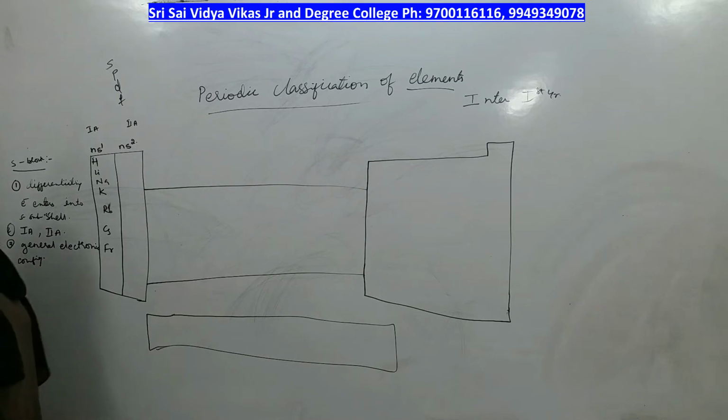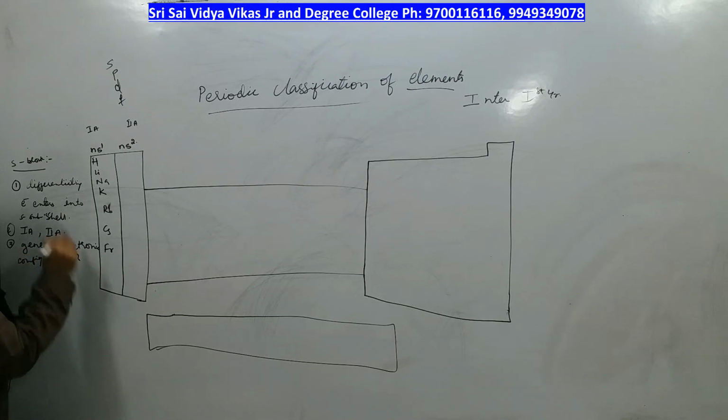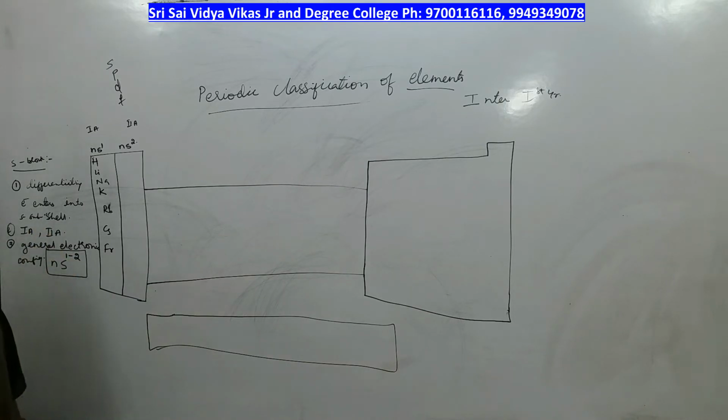We cannot write the general electronic configuration of first A is this, second A is this. Instead of writing groups separately, let us write for the total block: ns, with the superscript starting from 1 and ending at 2. So this is the general electronic configuration of the total s block elements. This is our third point.